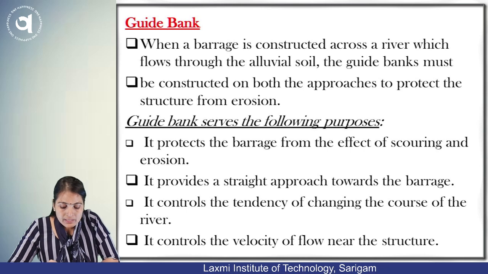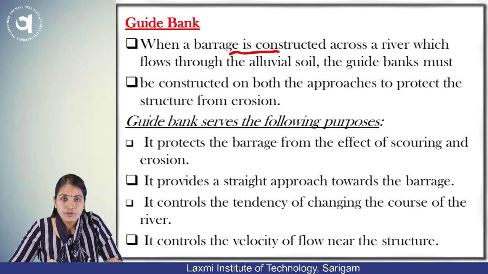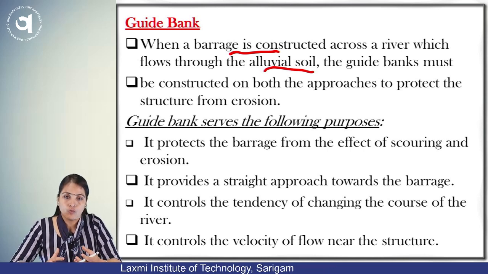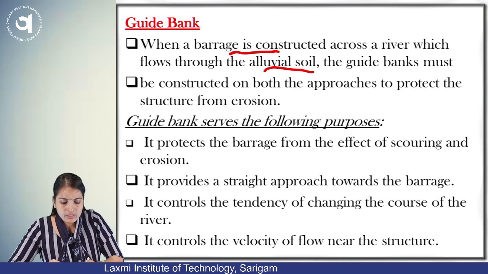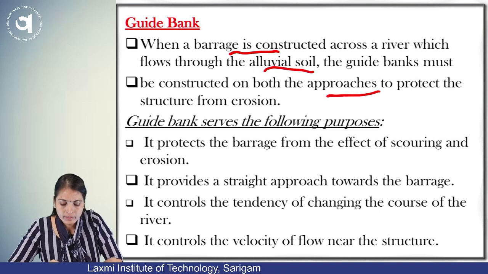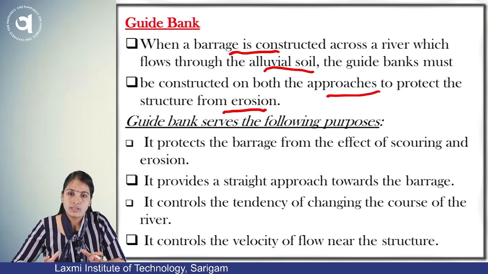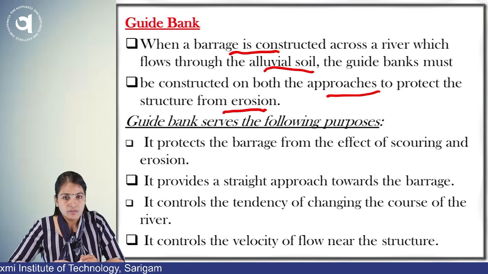So when a barrage is constructed across a river which flows through alluvial soil, it is very important. Alluvial soil means the soil which is carried by the flow of water. So it is to be constructed on both approaches to protect the structure from erosion. Okay. So your structure will not get eroded. So this velocity, we are reducing the velocity by providing these training works.